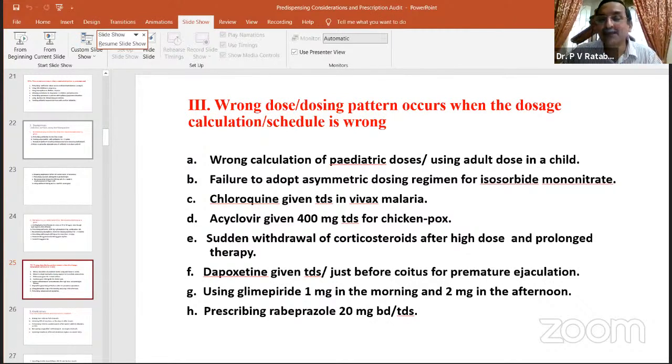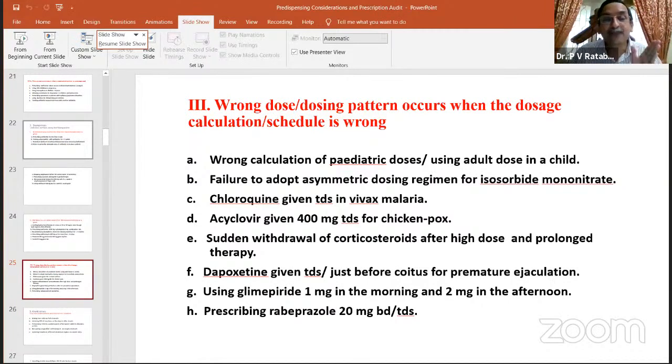Chloroquine given TDS in Vivax malaria: chloroquine is given in a specialized dose. It is 600 milligrams stat followed by 300 milligrams after 6 hours, then 300 milligrams once daily for the next 2 days. This is the pattern of the chloroquine dose. So giving TDS in Vivax malaria again is wrong.